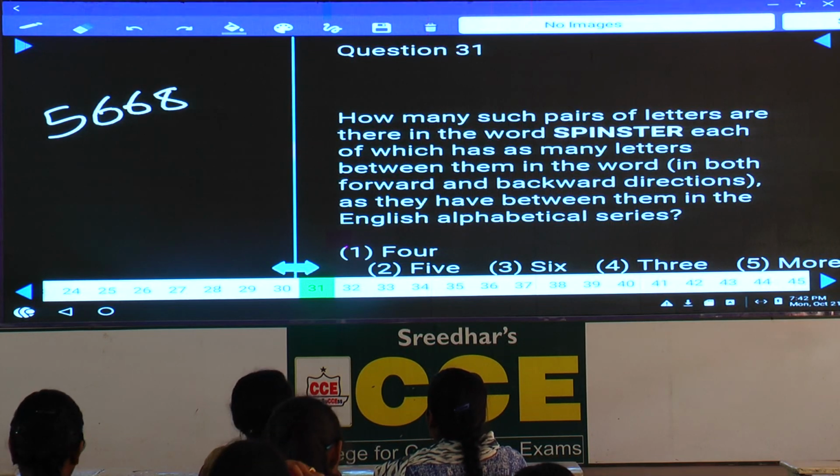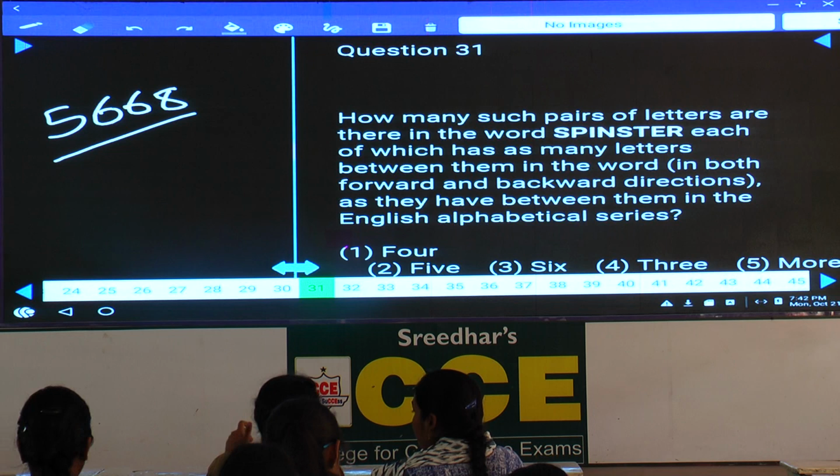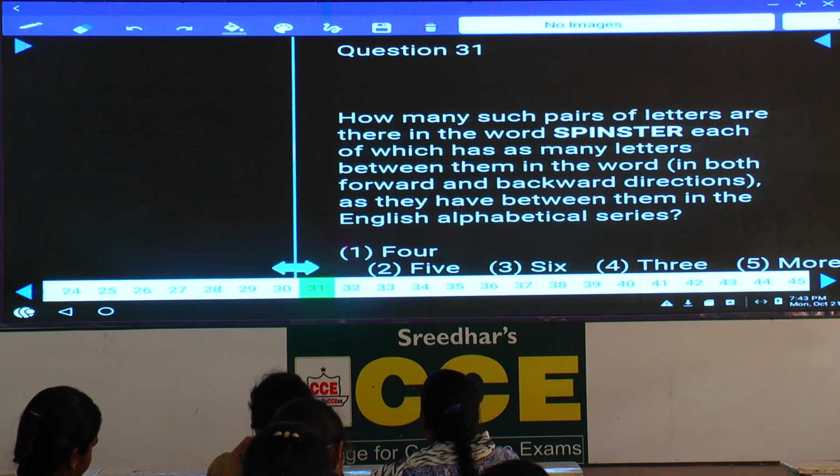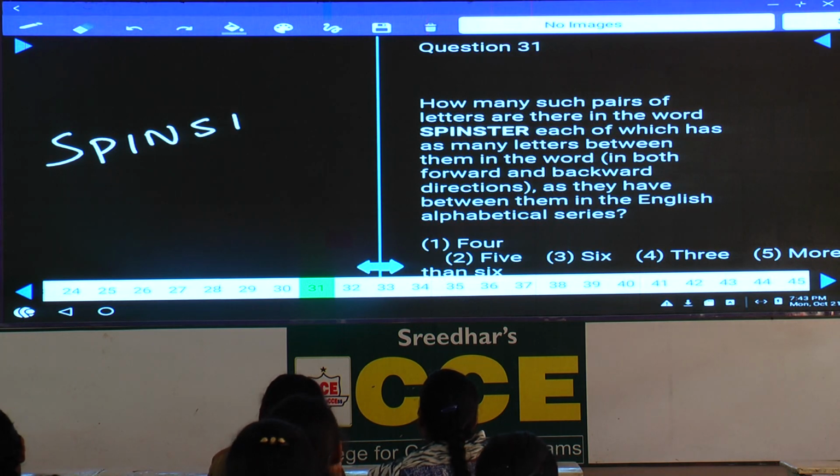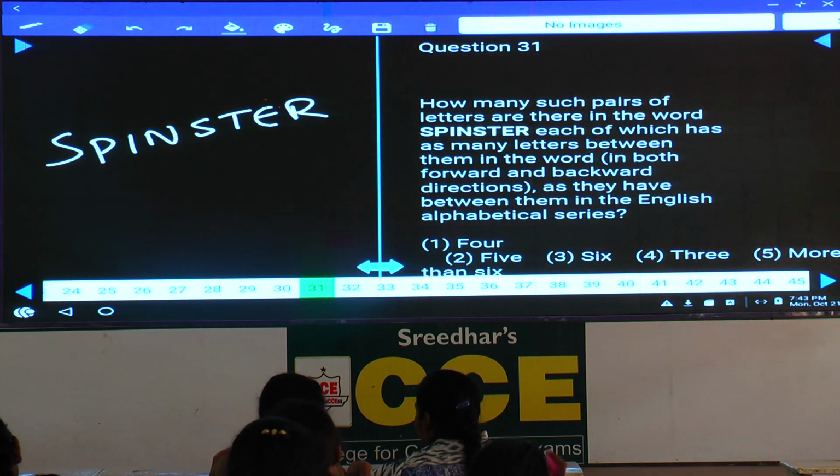Now in this one, question number 31. How many such pairs of letters are there in the word SPINSTER? S-P-I-N-S-T-E-R. Now in this word, tell me how many such pairs of letters are there?